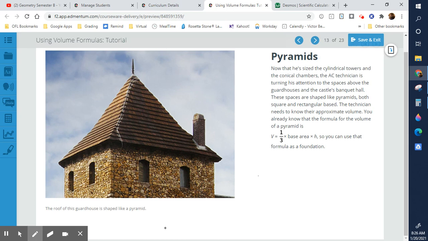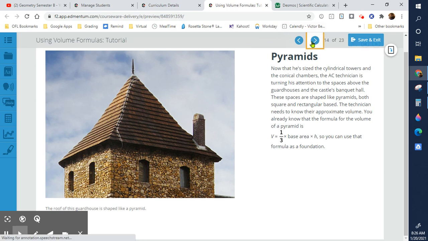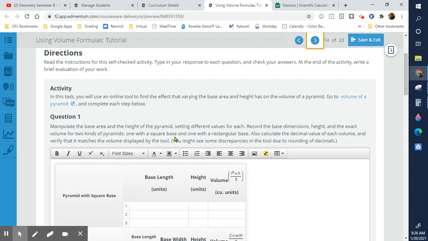So the area of the base, sometimes it could be side squared because it's a square, or sometimes it could be length times width, times height divided by 3. That's our formula for a pyramid. However, if a pyramid has a different shape at the bottom, then we have to use a different formula. So let's get into this one.